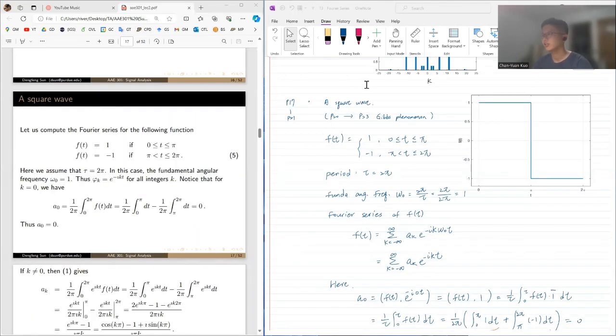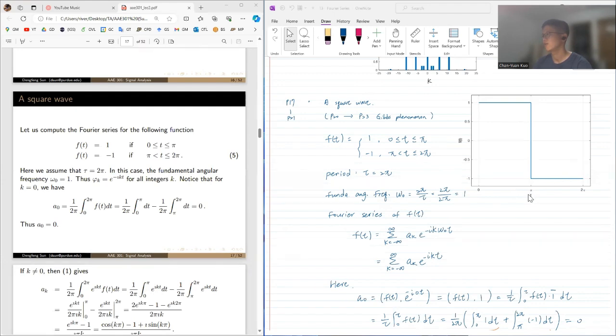Now let's take a look at another example. In this example, we will be looking at a square wave function. So for this function, its value is equal to 1 when the value of t is in between 0 and pi, and the function value will be -1 when the value of t is in between pi and 2 pi. And if you plot this function, you will get something that looks like this.